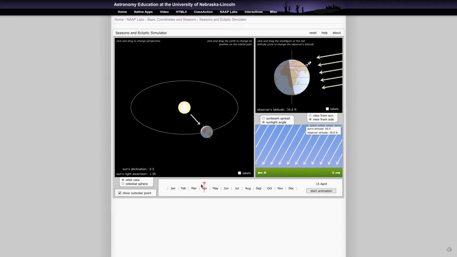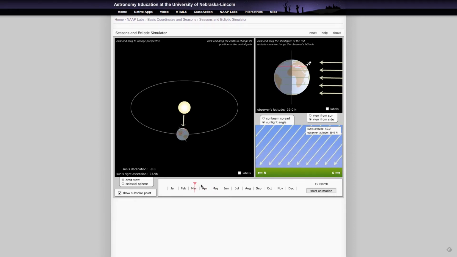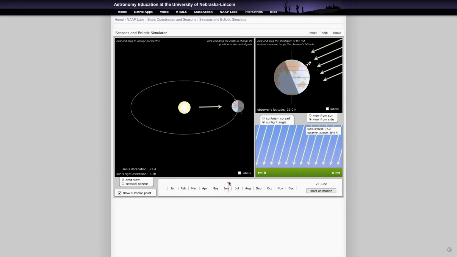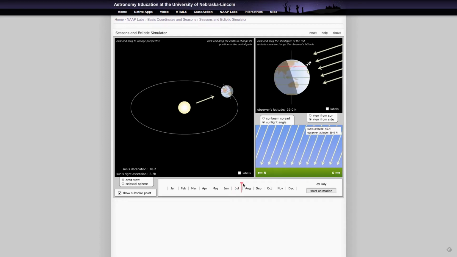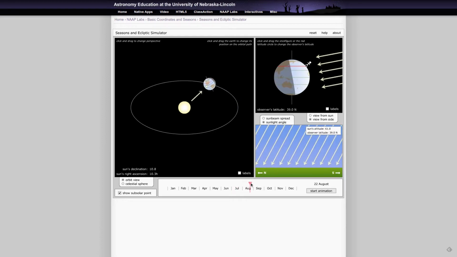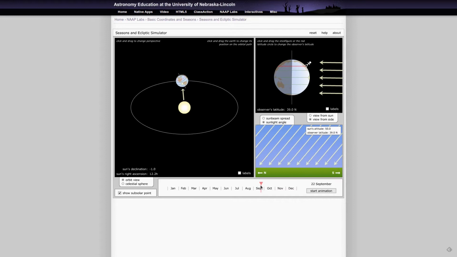And as we move from the March equinox to the June solstice, you can see the angle of the sun gets steeper. You can see how the angle of the sun changed. The subsolar point moved from the equator to the Tropic of Cancer. And so the angle of the sun now is 74.3 degrees. As we move towards the September equinox, you can see the subsolar point is moving back to the equator. So now the sun angle is about 50 degrees.